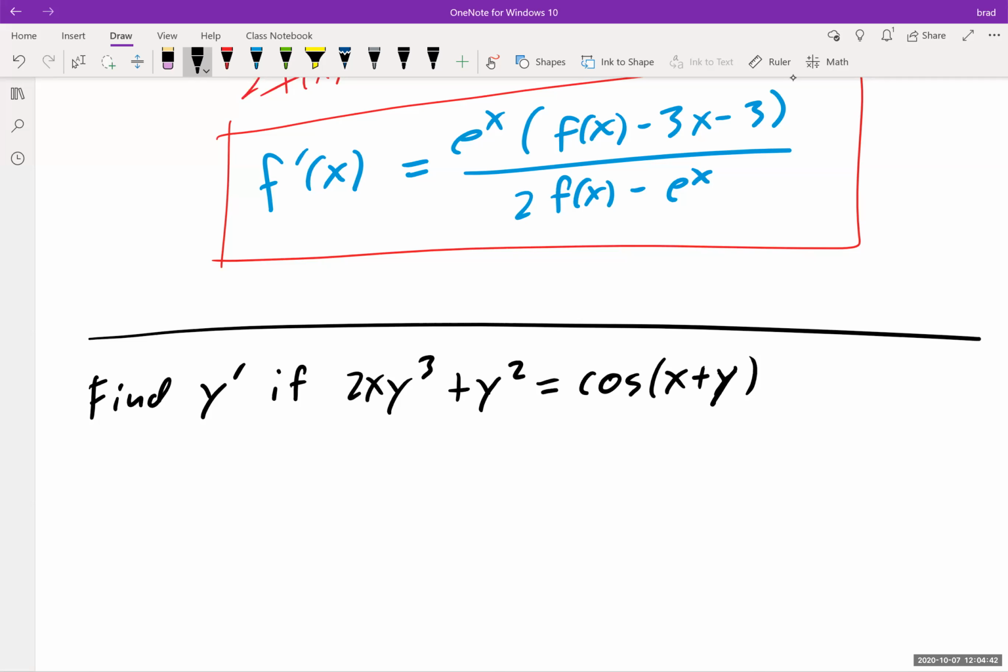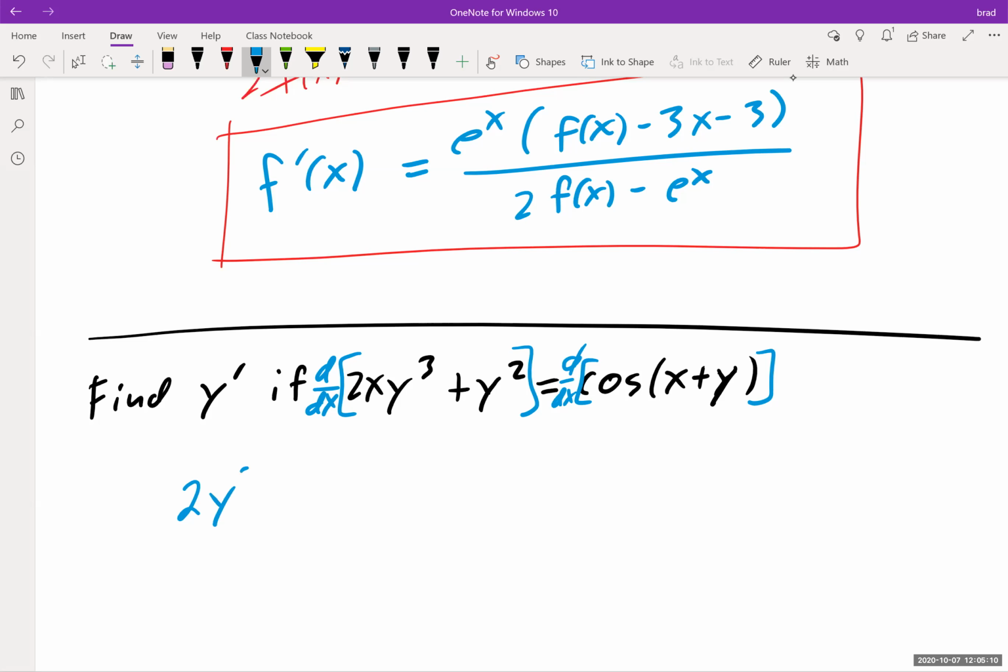2xy cubed plus y squared equals cosine x plus y. Yep, this is it. Pause the video, give it a shot, and try to solve for y prime. Okay, so the first thing you guys should have been doing now that you're back from pausing is you should have d/dx both sides. Okay, so now when you do that, you have a product rule. So don't forget your product rules. Just because you're so worried about implicit, you're forgetting all the other stuff you already know.